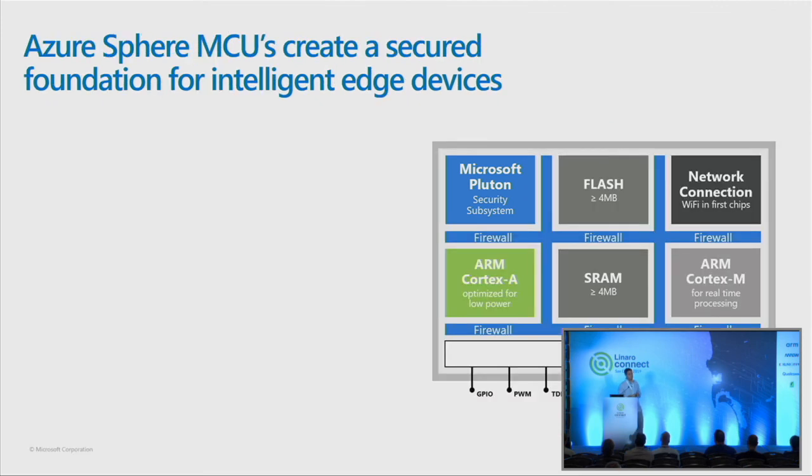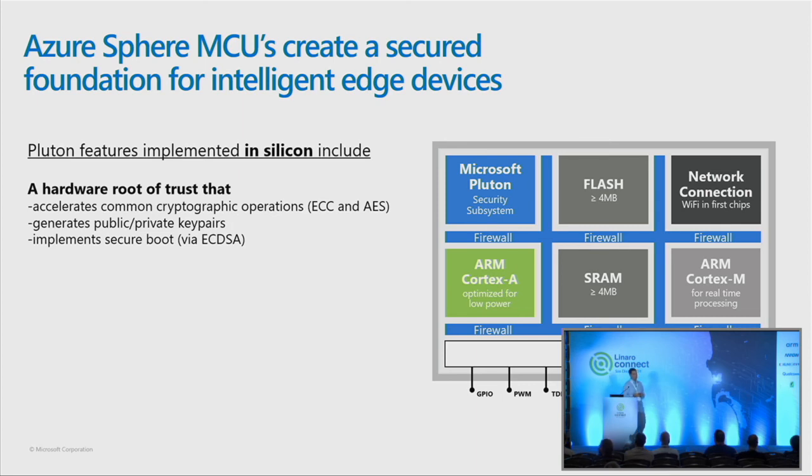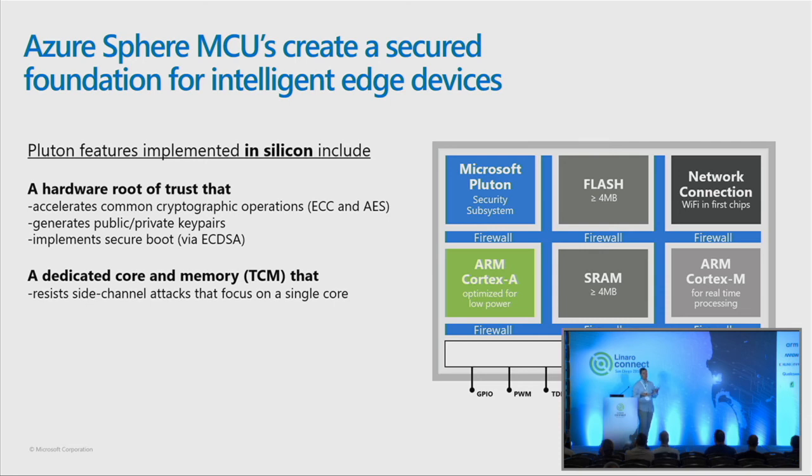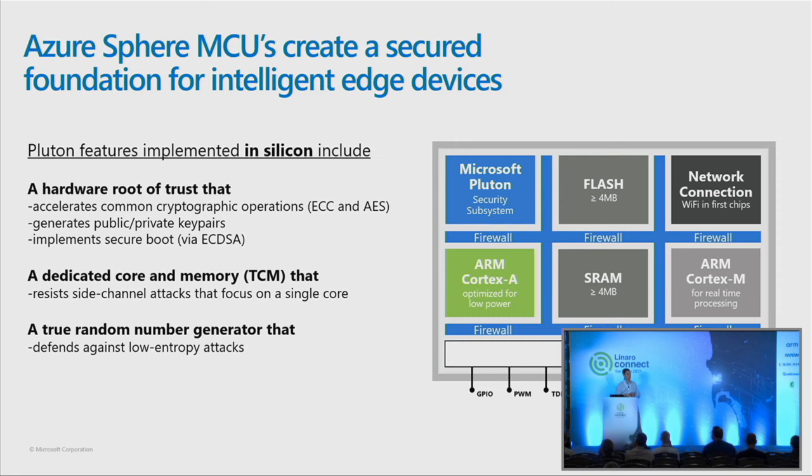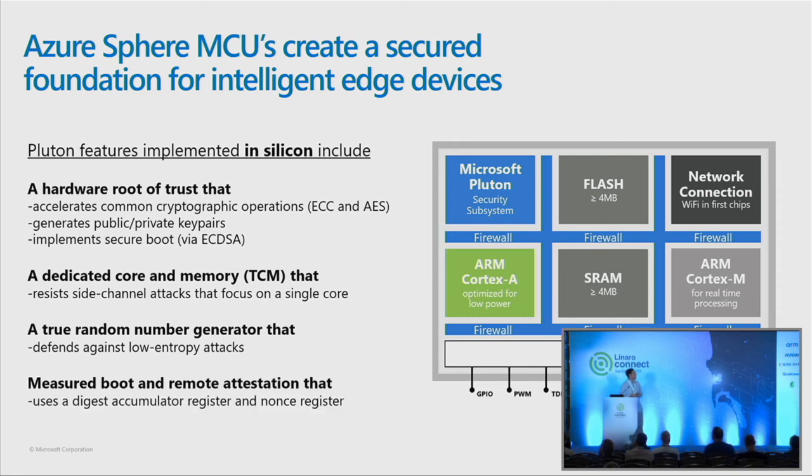So in summary, and just for some of the more details you might be interested in, we have a hardware root of trust that accelerates common cryptographic tasks, generates its own public-private key pairs, implements secure boot via ECDSA, has its own dedicated memory and core that resists a set of side channel attacks, and a true random generator that defends against low entropy attacks, and measured boot and remote attestation. It uses a digest accumulator register and a nonce register.